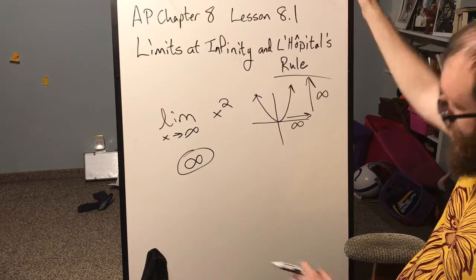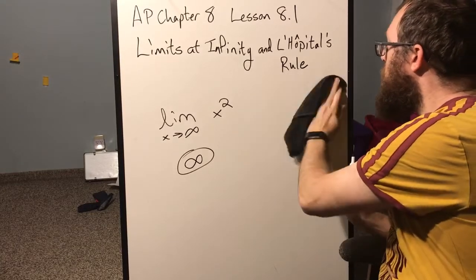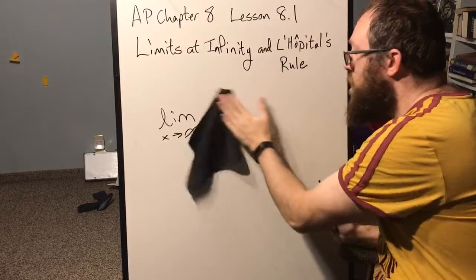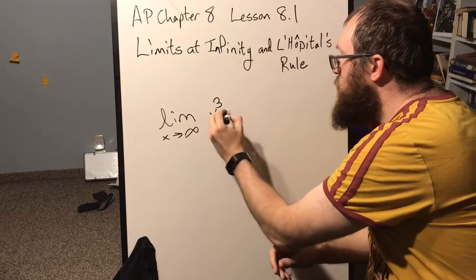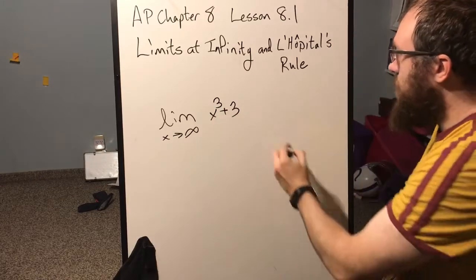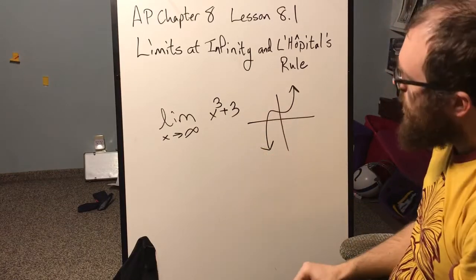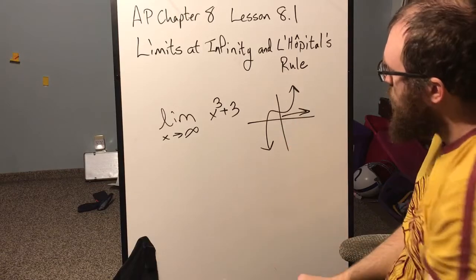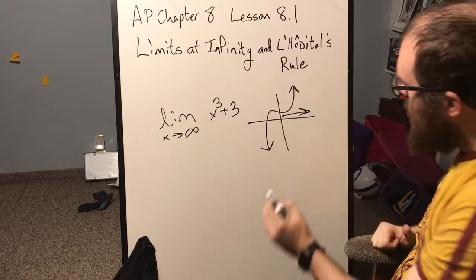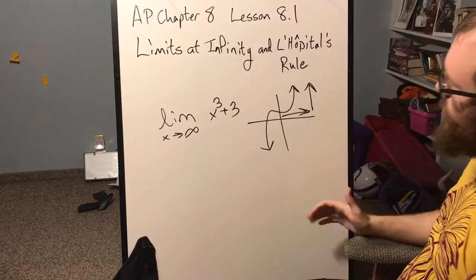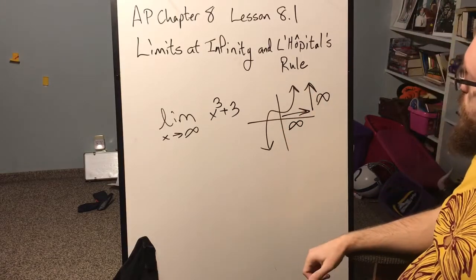Now, similarly, we could be working with some sort of cubic function, let's say x cubed plus 3. So that function looks like this. Again, as we go further to the right down this function, the y values are shooting further up. So as x goes to infinity, y goes to infinity.